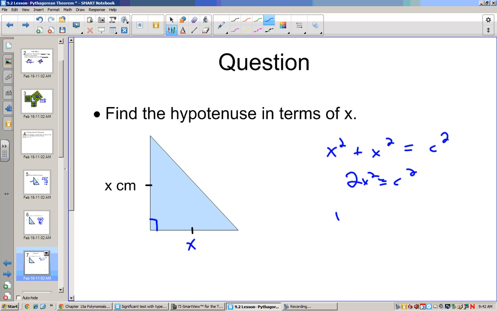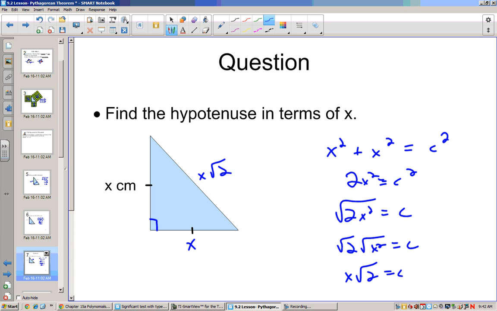And now I square root both sides to get c equals the square root of 2x squared. Now this x is squared, so I could write this as the square root of 2 times the square root of x squared, and the square root of x squared we know is x. So that's x times the square root of 2.